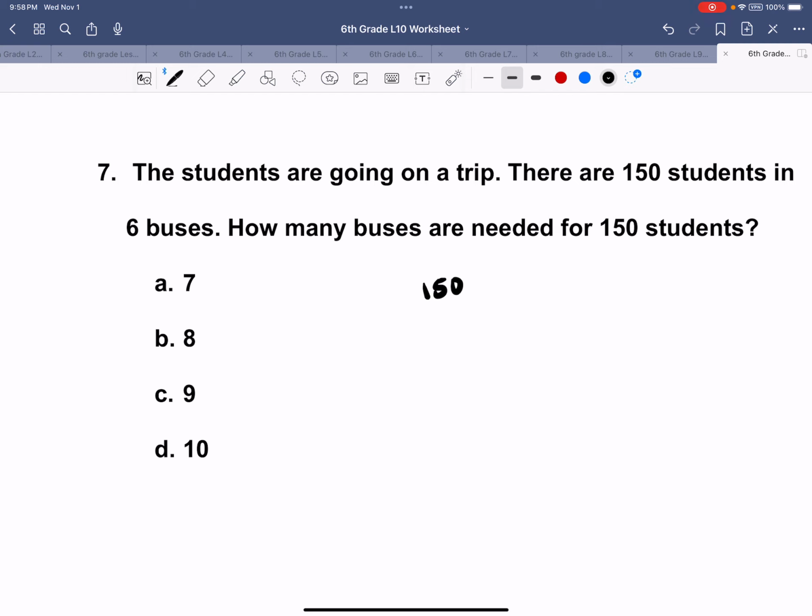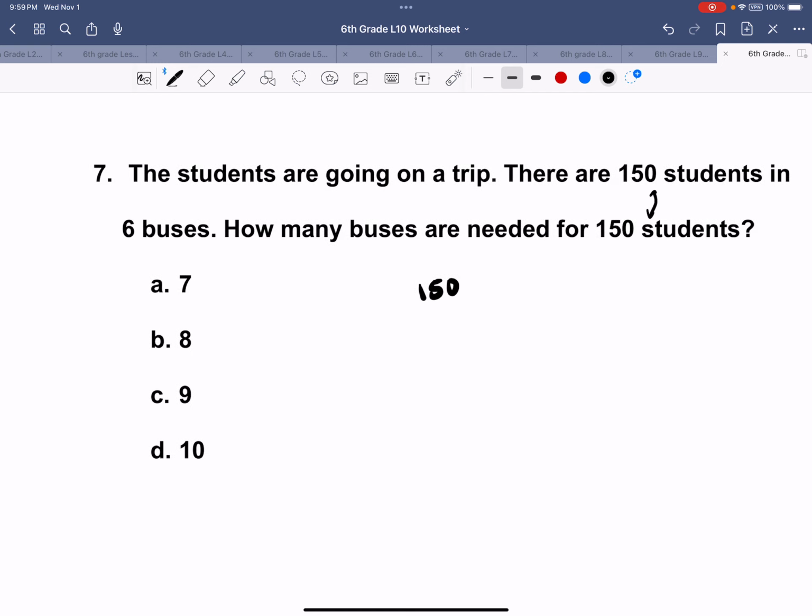Wow. This is a very funny question because it asks for the number of students in 6 buses, but it also asks for the same number of buses for the same number of students.